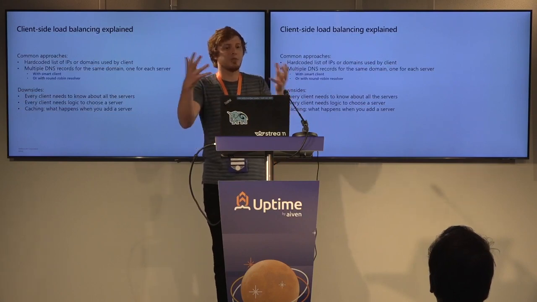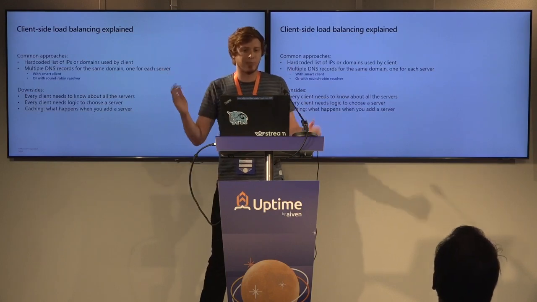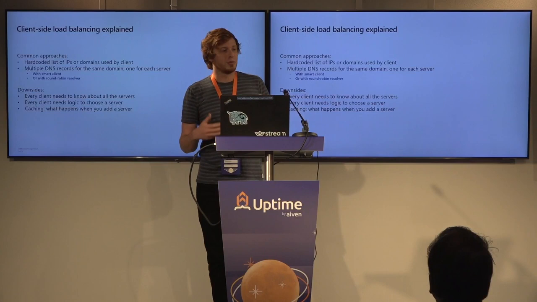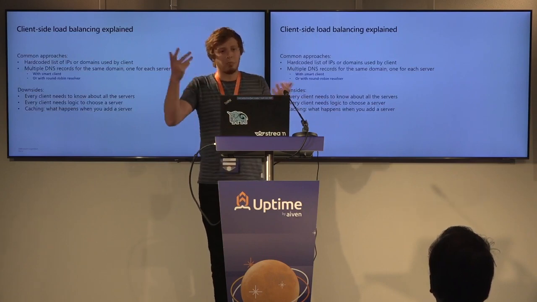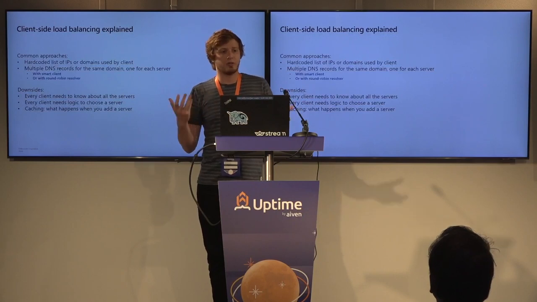So when the client tries to get the IP for that domain, it gets a list of IPs back. And then it will choose one of them. The way it can choose one of them is with a smart client, which knows about this and chooses one, or with a round-robin resolver.